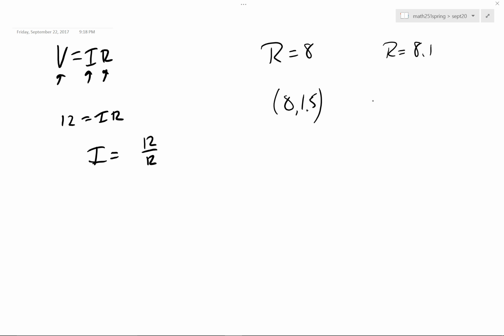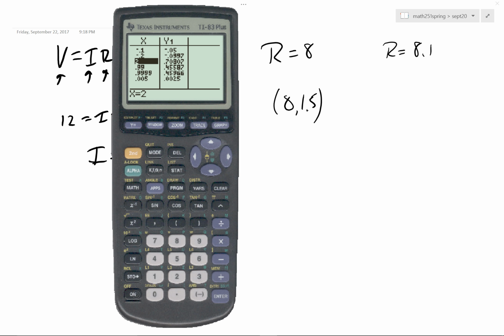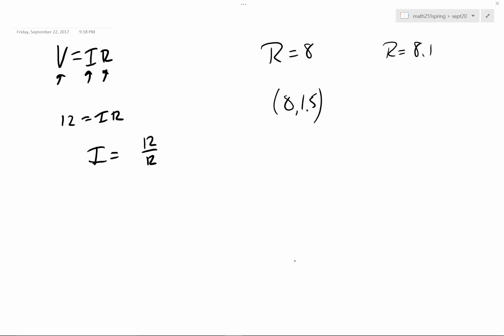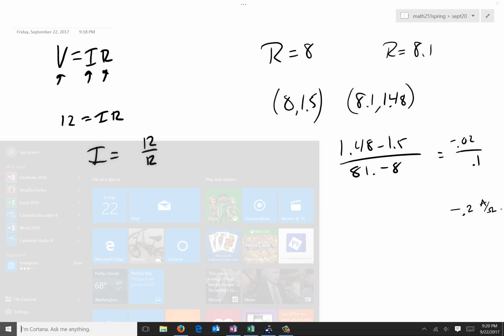When you put in 8.1, you're going to get 12 over 8.1, which I don't have a calculator handy for. That's 1.48. What's the rate of change? It's 1.48 minus 1.5 over 8.1 minus 8, which is 0.1 on the bottom, negative 0.02 on top. And so it looks like negative 0.2. That would be amps per ohm or something like that.